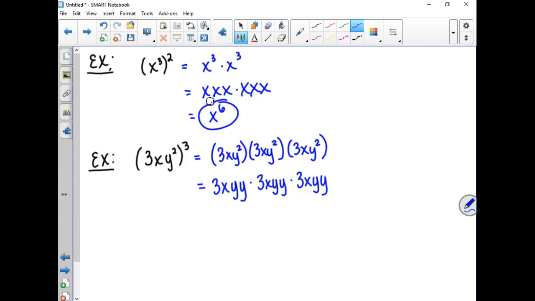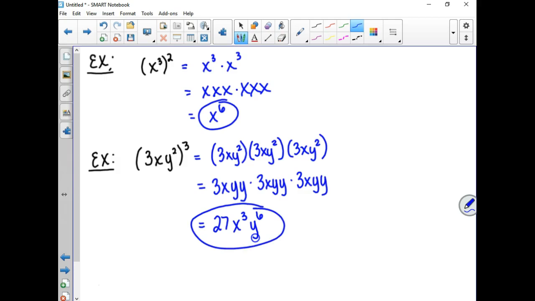So in this case, I've got 3 times 3 times 3. That's going to give me 27. I can put those together. I've got 3 x's. I can put those together, so that would be x to the 3rd. And I've got 6 y's, so I can put those together, and I'll get y to the 6th. So 3xy squared to the 3rd power is going to be 27x to the 3rd y to the 6th whenever we simplify.